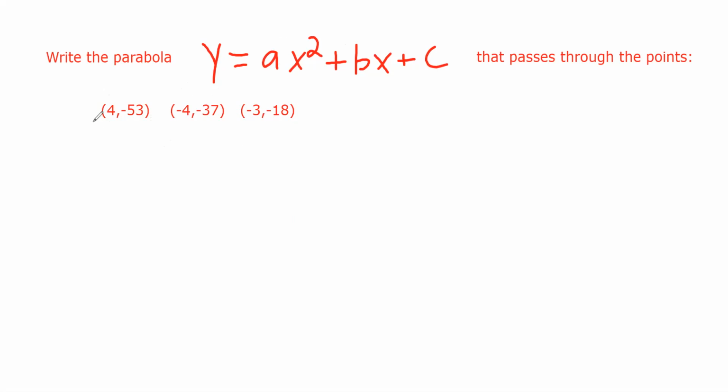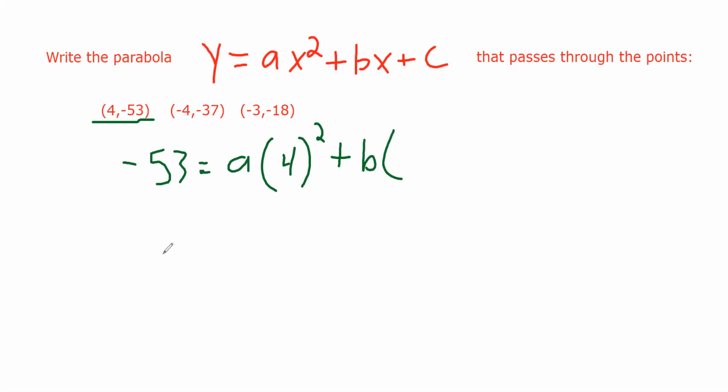So consider this first point here in green. For an x value of 4, you get a y value of negative 53. So wait a minute, I'm going to get negative 53 for y equals whatever A is times 4 squared plus whatever B is times 4 plus whatever C is. That's exactly what it means for the point 4, negative 53, and this is supposed to be for a parabola.